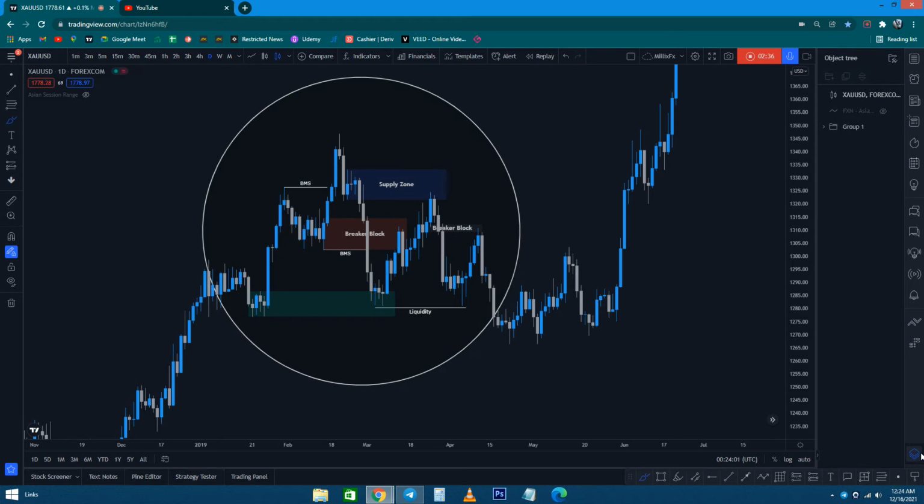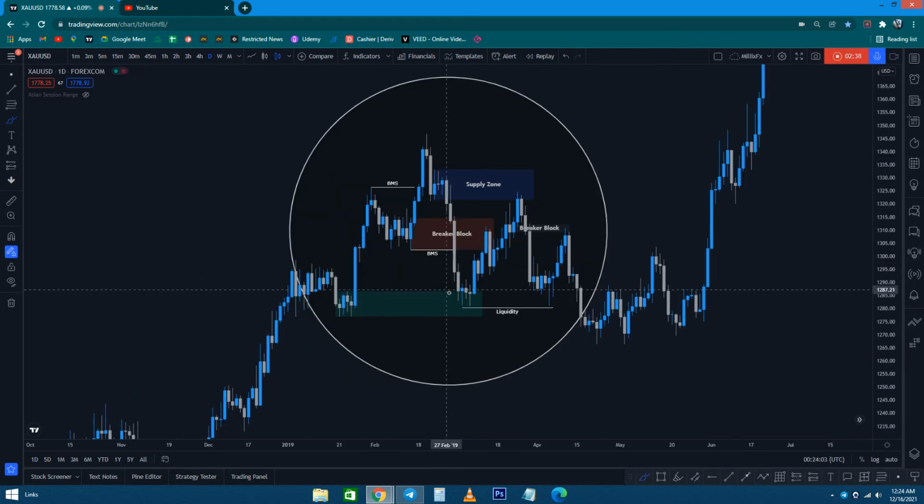I drew this some time ago, just to explain this video. You can see from here we had a BMS, a break of market structure, and we had a supply zone. The supply zone was caused by this particular rejection right here, which is a breaker block. A breaker block doesn't necessarily have to be a question mark triangle. A question mark triangle is just a head and shoulders, or rather a slightly broken structure of a head and shoulders, where this neck is currently broken.